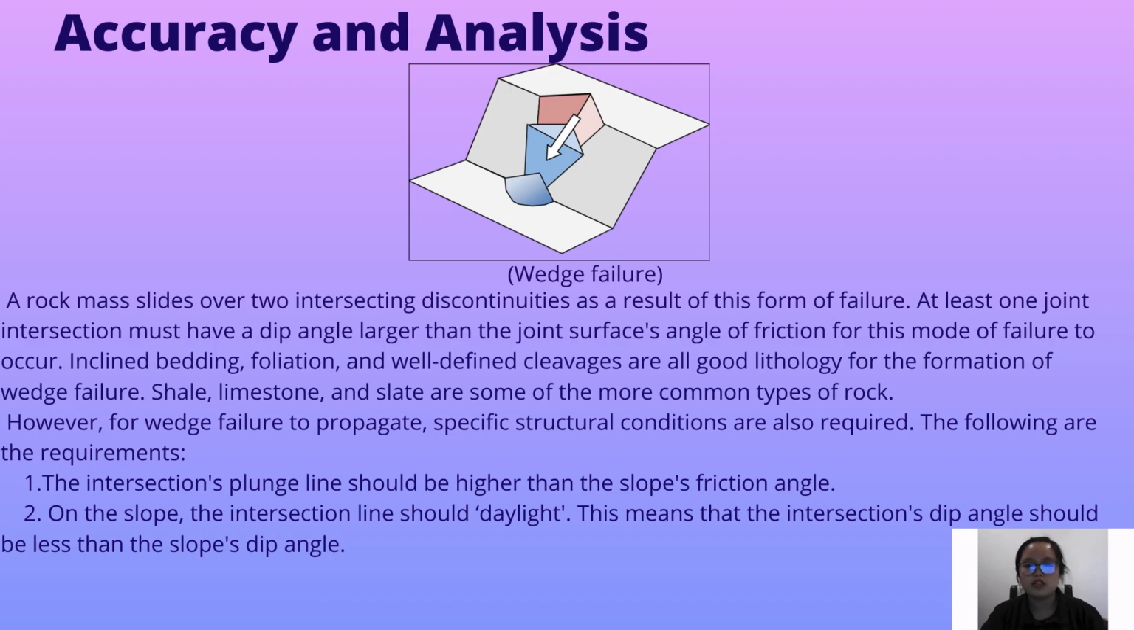First, the intersection plunge line should be higher than the slope friction angle. The second is that on the slope, the intersection line should daylight. This means that the intersection plunge angle should be less than the slope dip angle.